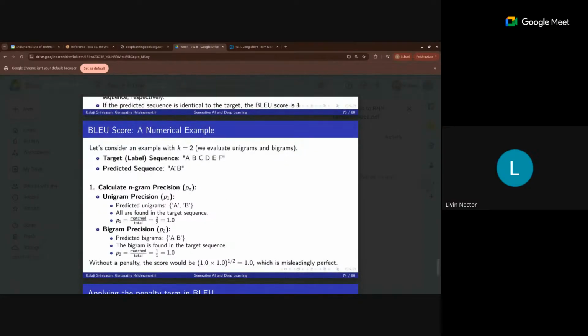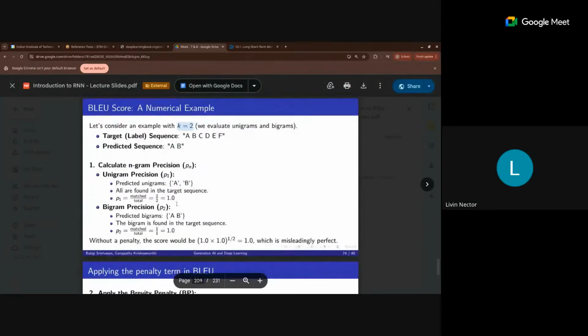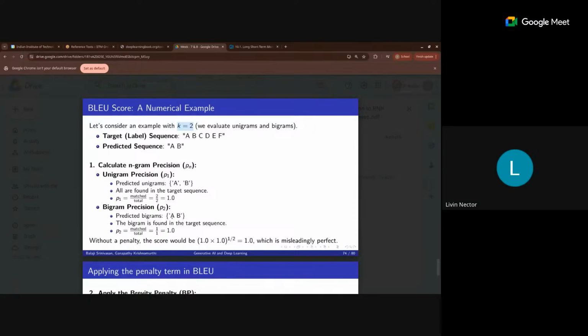So assume if instead of B here, C was there. In the unigram, you will match: A is present and B is present. But in bigram, AC is not present, so the precision will be lower there. So that kind of thing will happen. So we are considering k as 2. This is the parameter that you can set for the metric. So to compute the BLEU metric, you can parameterize it with the maximum k that you want to check. And then this term is the brevity penalty. So if the predicted length is less than the target length, it will penalize the overall score. Because as you can see here, without brevity penalty, you can have a full score with unigram and bigram precision, but it doesn't fully predict the full sequence.